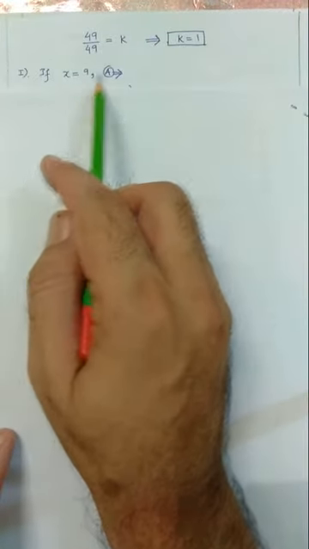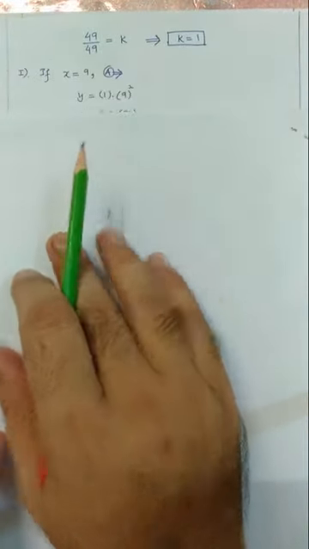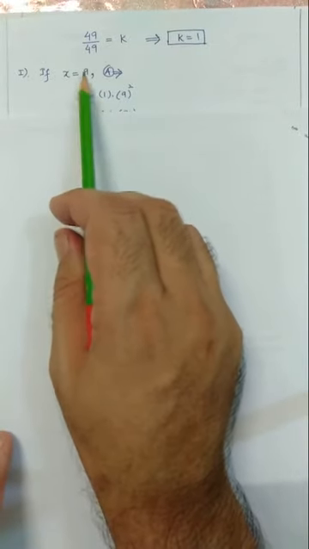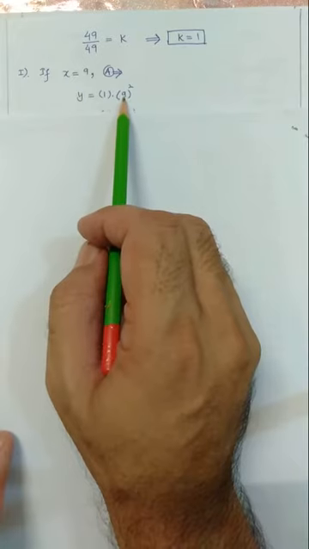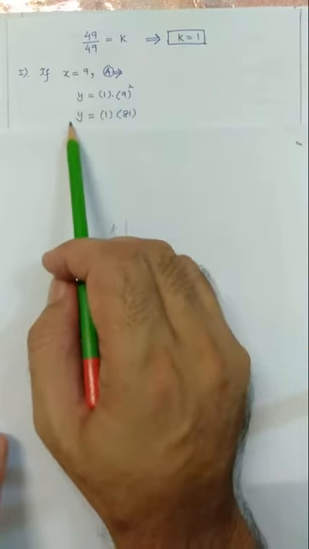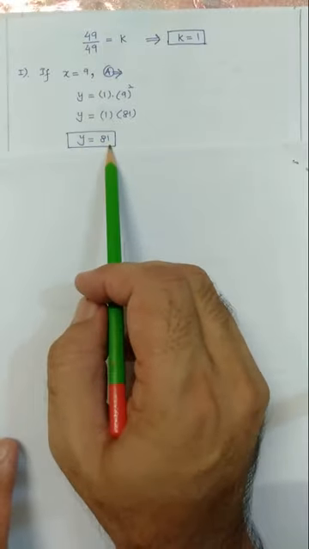If x is equal to 9, then equation A implies y is equal to, putting the value of k and putting the value of the given x, which is 9, 9 square means 9 nines are 81, and 81 into 1 is equal to 81. So y is equal to 81.